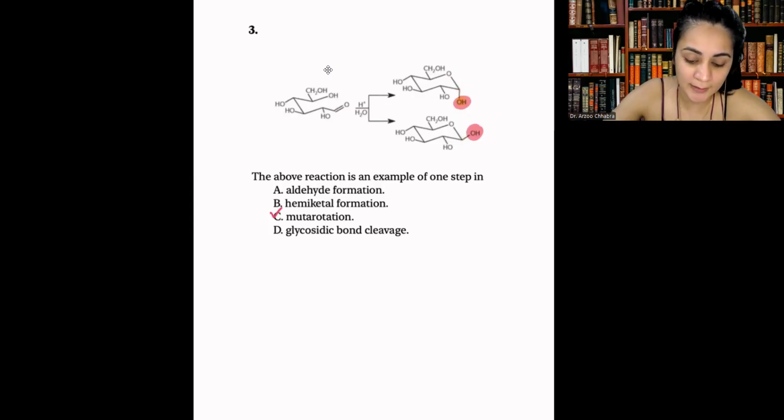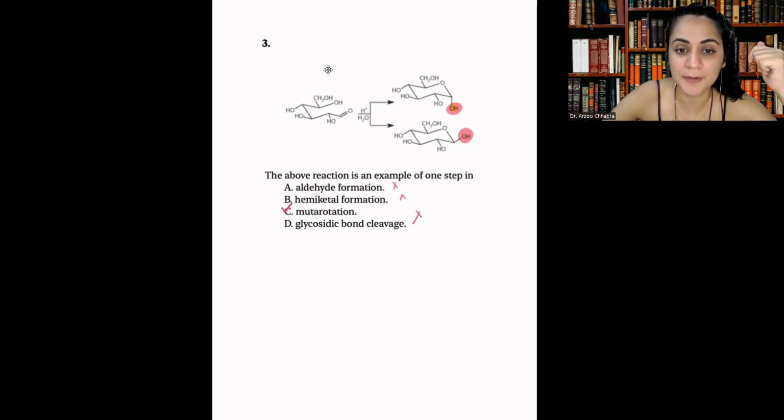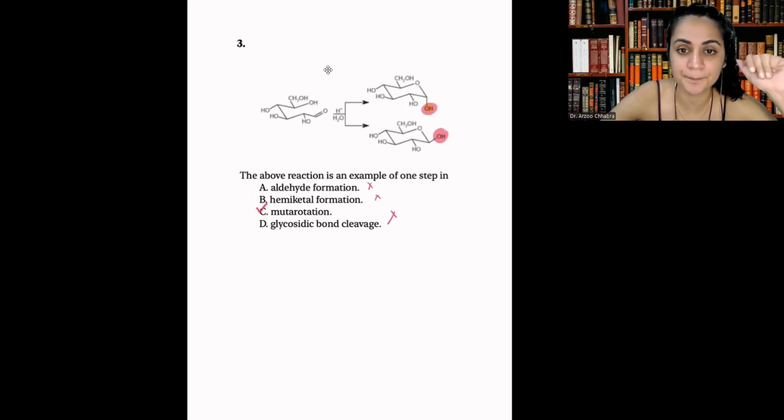And so it's not aldehyde formation, it's actually hemiacetal formation, not really hemiketal, right? Because it's not a ketone, it's an aldehyde. And then we've got glycosidic bond cleavage. So it is also incorrect because it's not even a glycosidic bond over here.